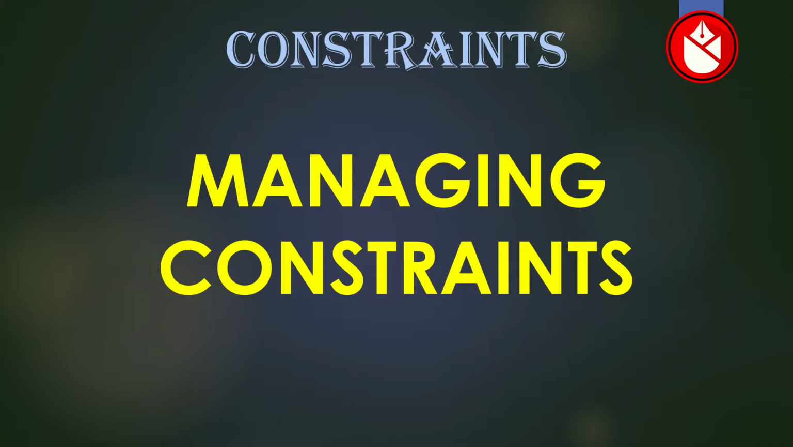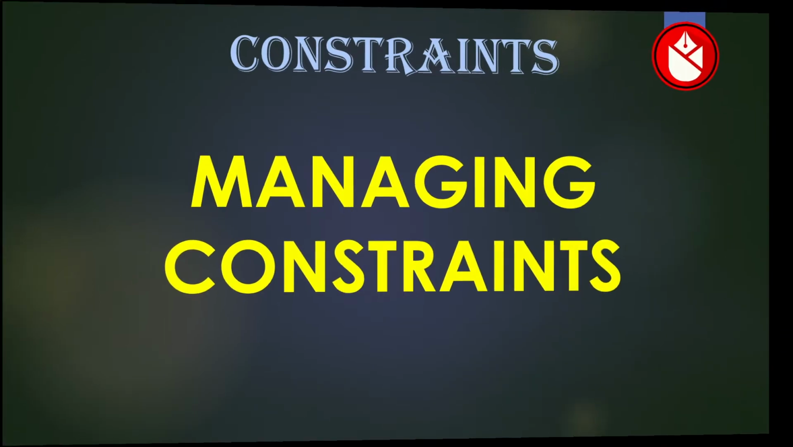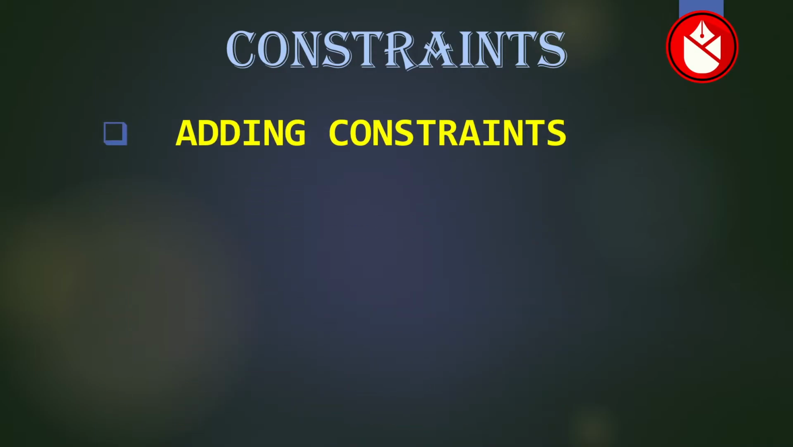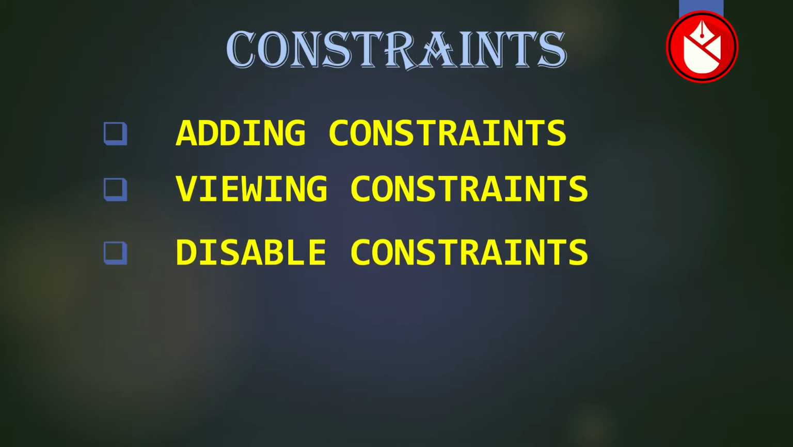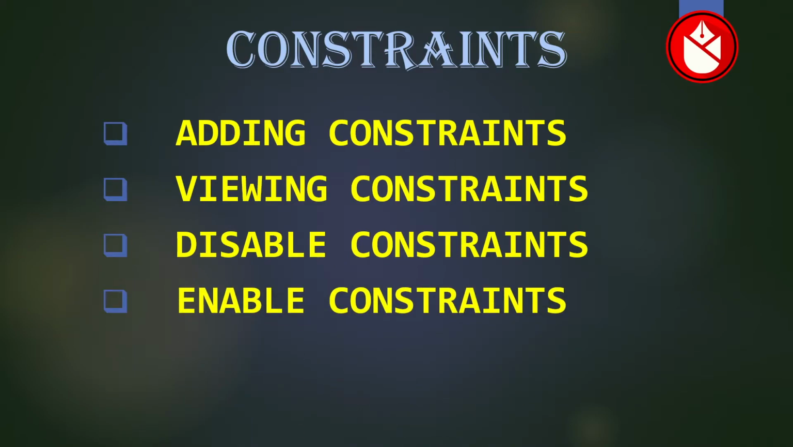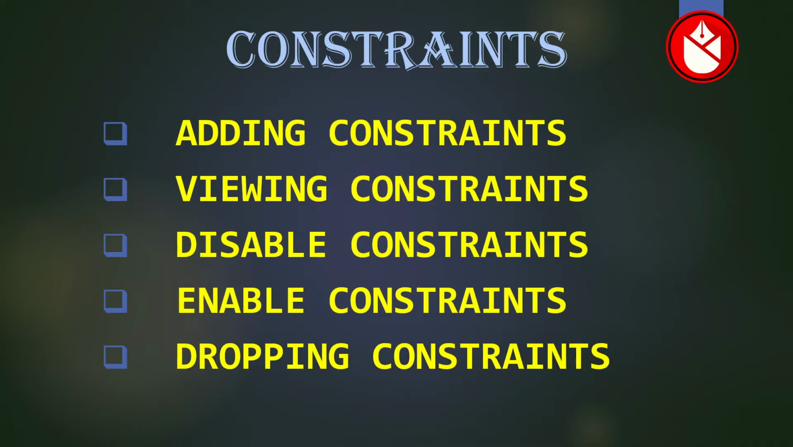In the previous videos, we have already covered all the constraints, that is the not null, unique, primary key, check and the foreign key. In this video, we would discuss how to manage the constraints. That is, if a table has already been created, how to add a constraint at runtime, how to view the constraints already added to any particular table, then how to disable, enable and drop the constraints.